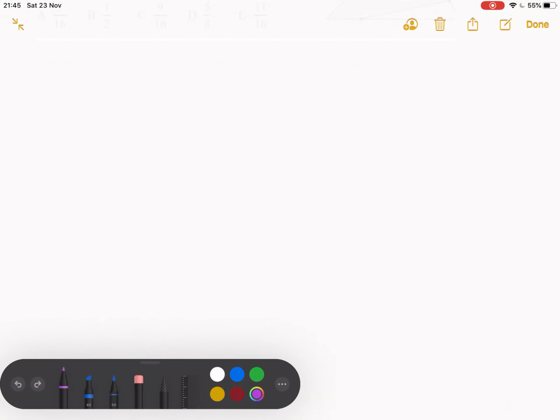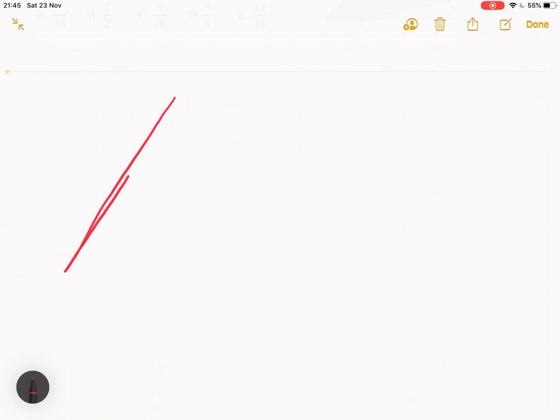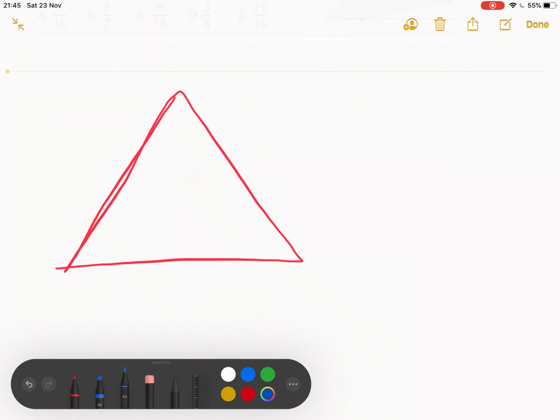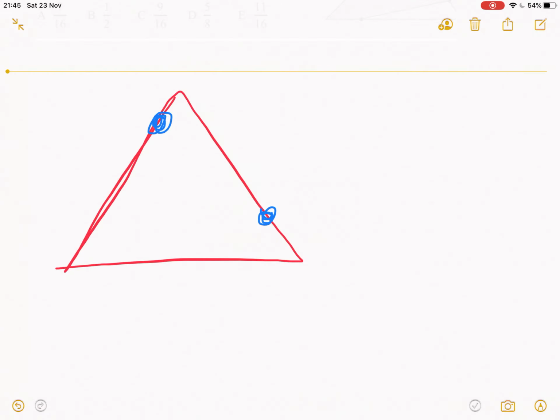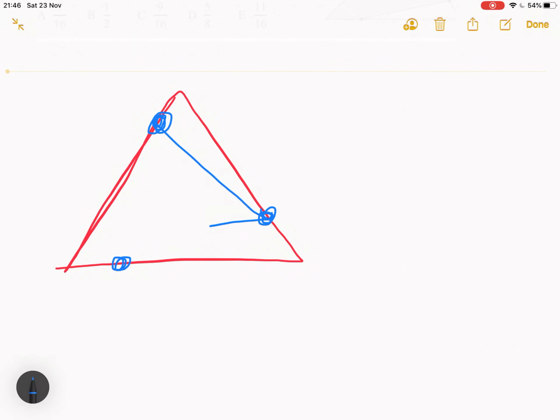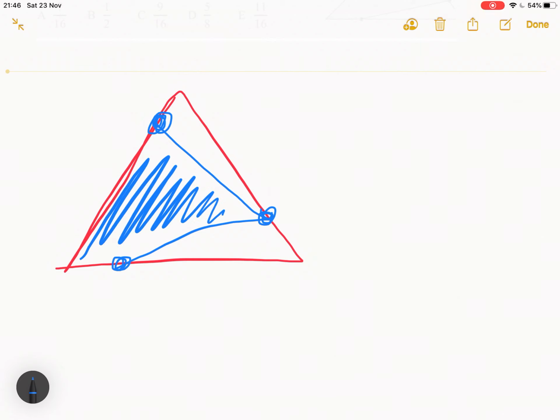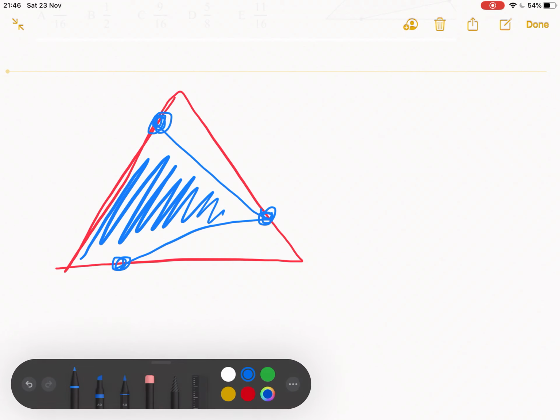Okay, so to help me, I'm going to draw the triangle again. So we have our triangle, and then we have our points. I'm going to do that in another colour. Have our points which are 1/4 along the way of the sides, and therefore we have this weird shape over here. So knowing this, we can label our sides.